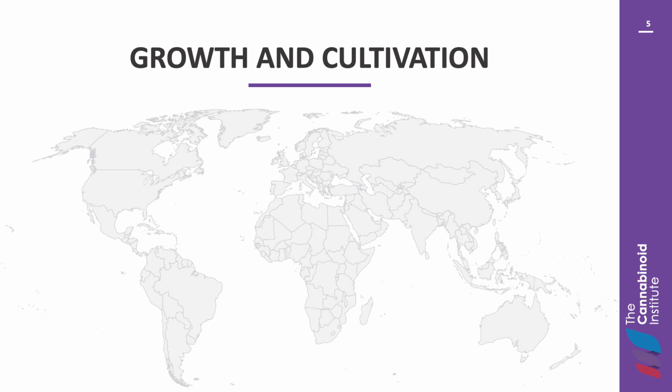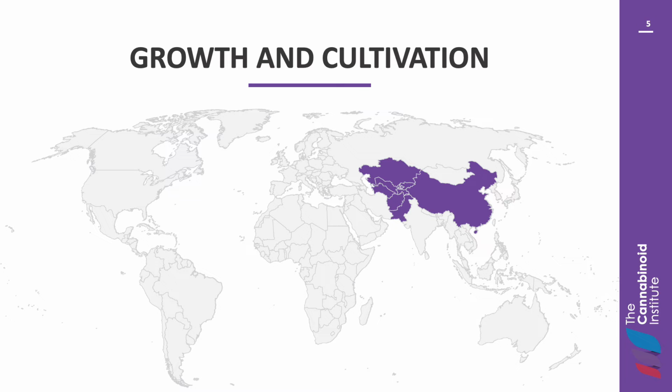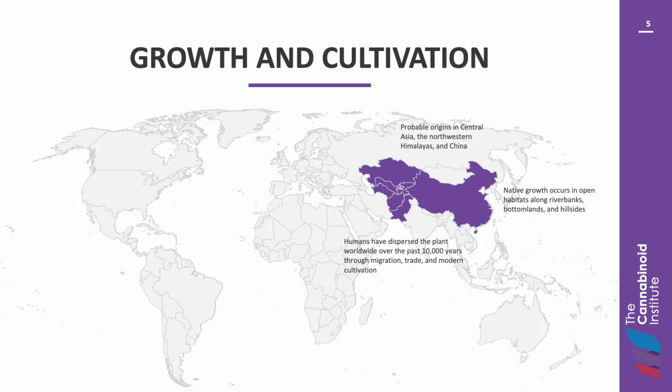In its original form, cannabis has probable origins in Central Asia, the northwestern Himalayas, and China. Native growth occurs in open habitats along riverbanks, bottomlands, and hillsides. Humans have dispersed the plant worldwide over the past 10,000 years through migration, trade, and modern cultivation.